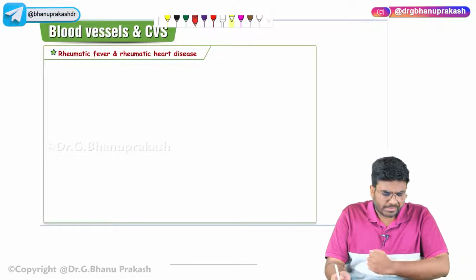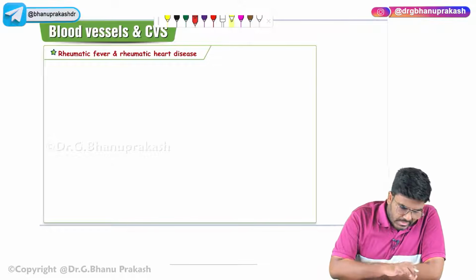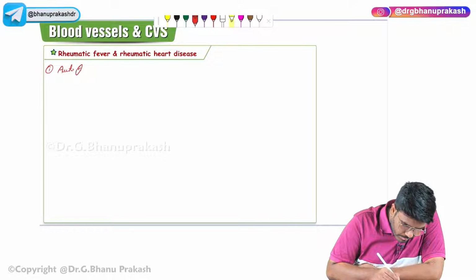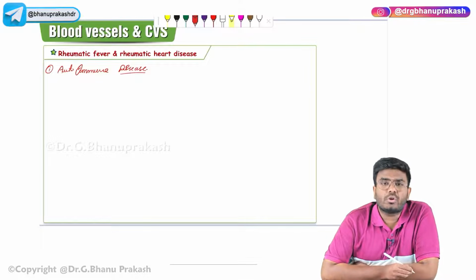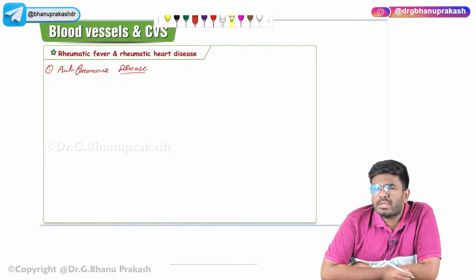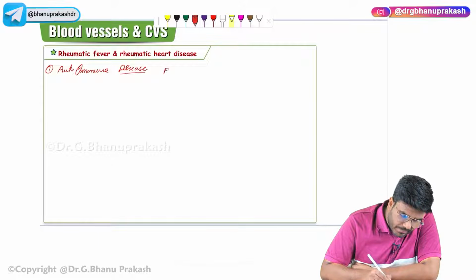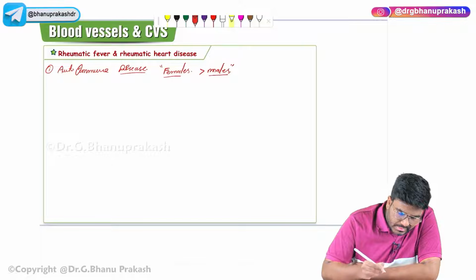Having said that, what exactly is this rheumatic fever? See, rheumatic fever is an autoimmune disorder. So point number 1, it is an autoimmune disease. Autoimmune disease, so is it most common in males or females? See, all the autoimmune diseases are most commonly seen in females. Females are most commonly affected than the males.